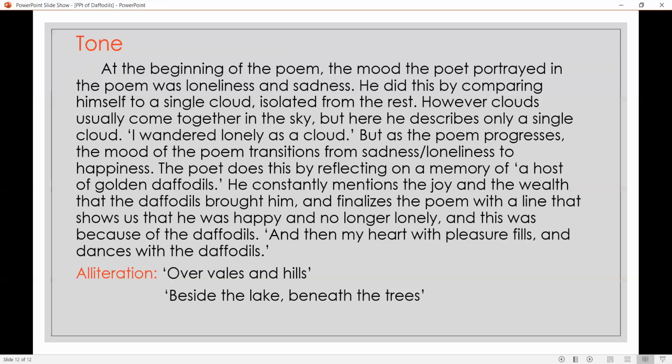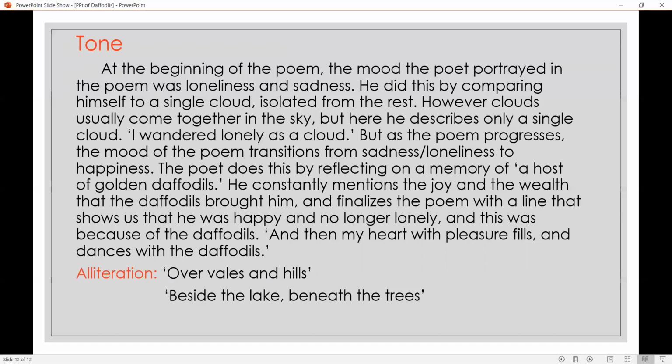But as the poem progresses, the mood of the poem transitions from sadness and loneliness to happiness. The poet does this by reflecting on a memory of a host of golden daffodils. He constantly mentions the joy and the wealth that the daffodils brought him, and finalizes the poem with a line that shows us that he was happy and no longer lonely. And this was because of the daffodils. And then my heart with pleasure fills and dances with the daffodils.